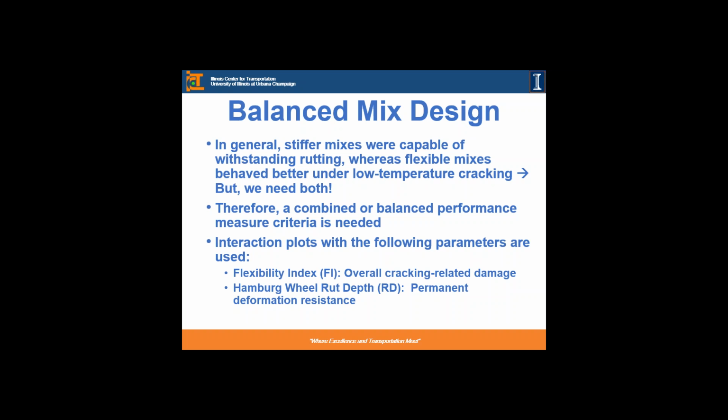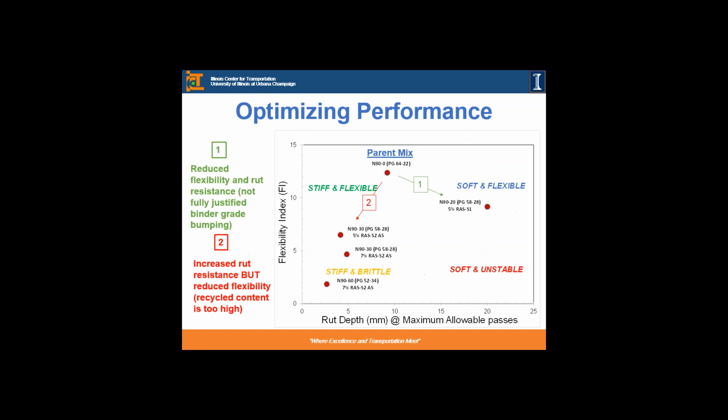And if you really put the rut depth and the flexibility index in the same curve, in this case we use the x-axis to indicate the rut depth or rut resistance, the permanent deformation resistance of the mixes, and on the y-axis we put the flexibility index. If you can imagine the 0 point in here, where you have perfect rut resistance, a very brittle mix, and 0 flexibility index. So that's a very brittle material in here.